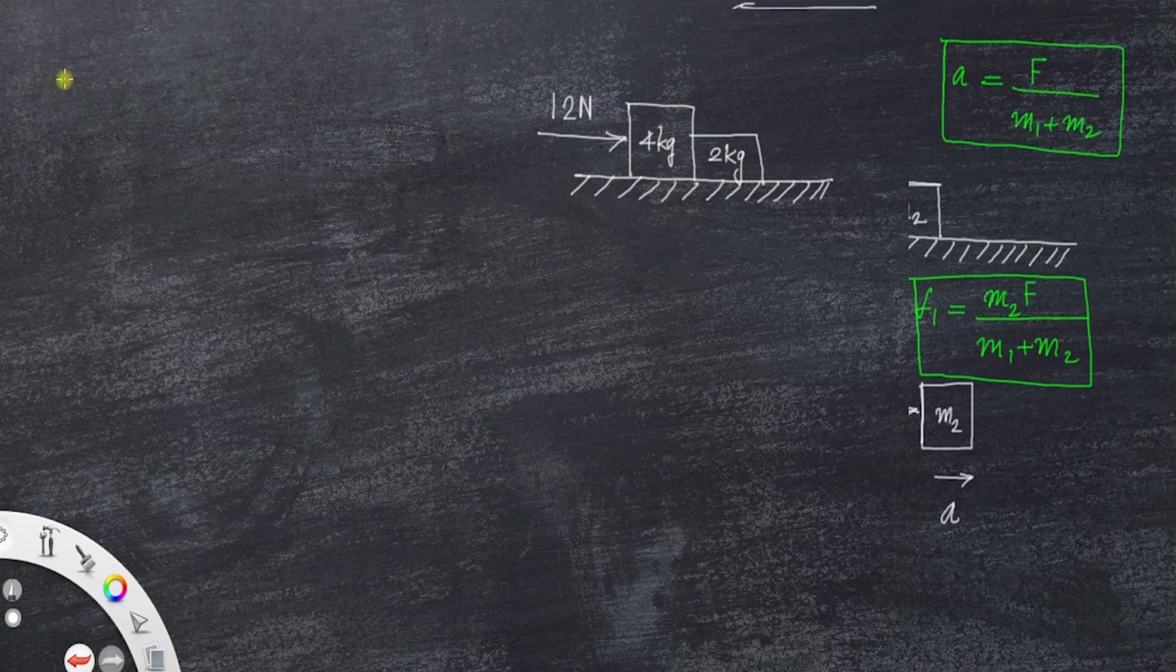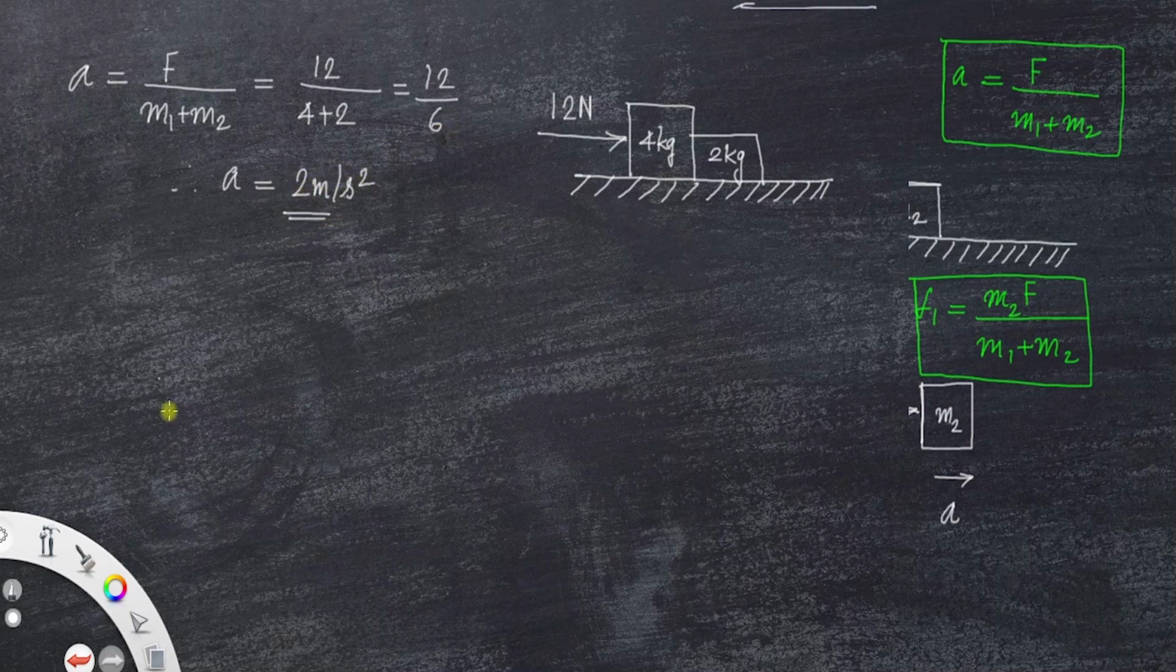We know the acceleration using this formula: the total force F divided by the sum of the masses M1 plus M2, which is equal to 12 divided by 4 plus 2. That is 12 divided by 6. Therefore, acceleration is equal to 2 meter per second square. Acceleration of these two connected masses is 2 meter per second square.